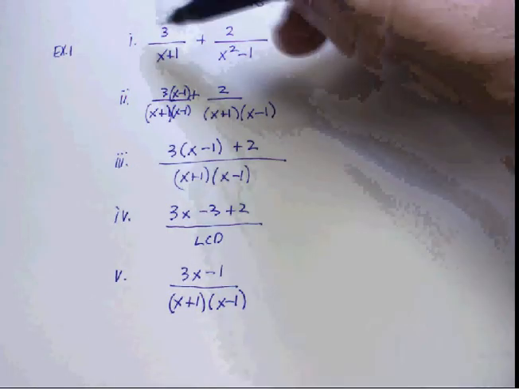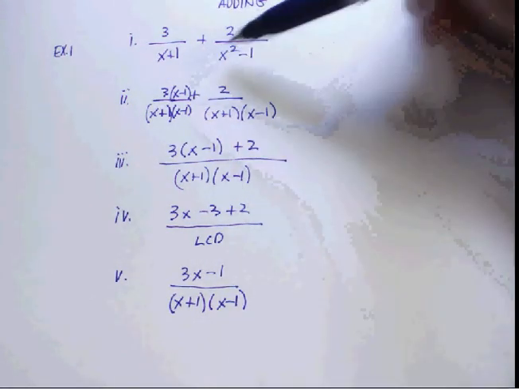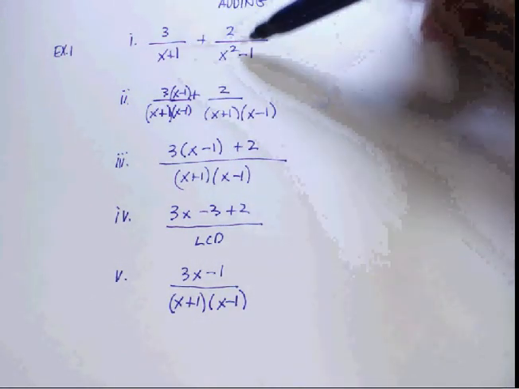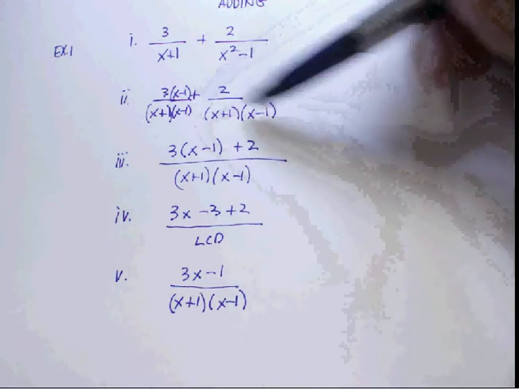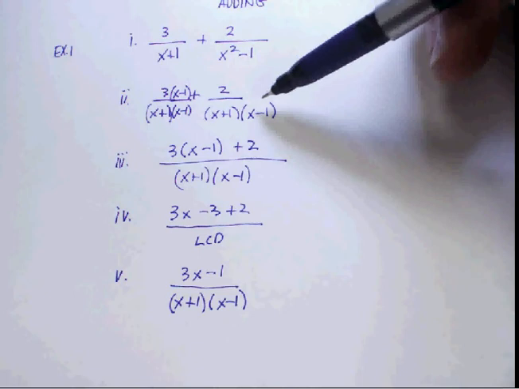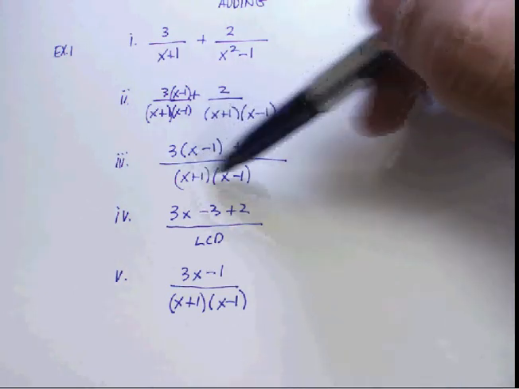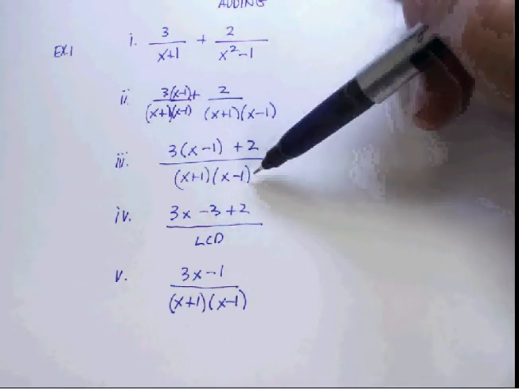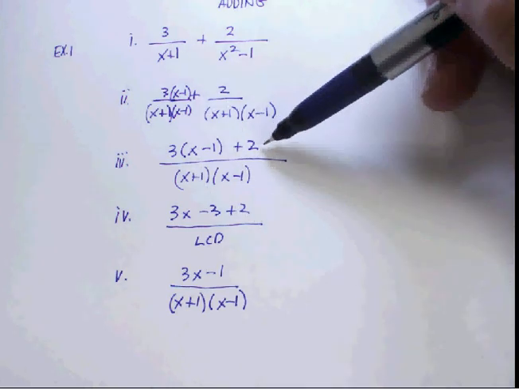So when I add these two together, remember to factor the individual denominators first, find the missing factors, multiply by 1 wherever you need to, and then go ahead and put everything over a common denominator and then add or subtract the numerator.